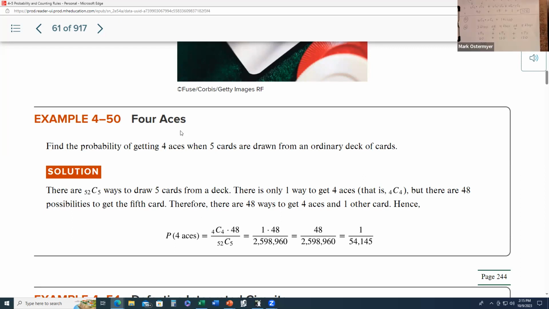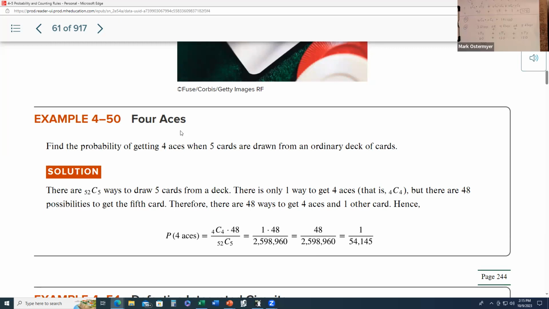It says, find the probability of getting 4 aces when 5 cards are drawn from an ordinary deck of cards. All right. So do you agree that there are 52 in combination with 5 ways of drawing 5 cards from a deck of cards if order does not matter? That's the total number of ways, which is 2,598,960 different 5-card hands that you can draw from a deck.